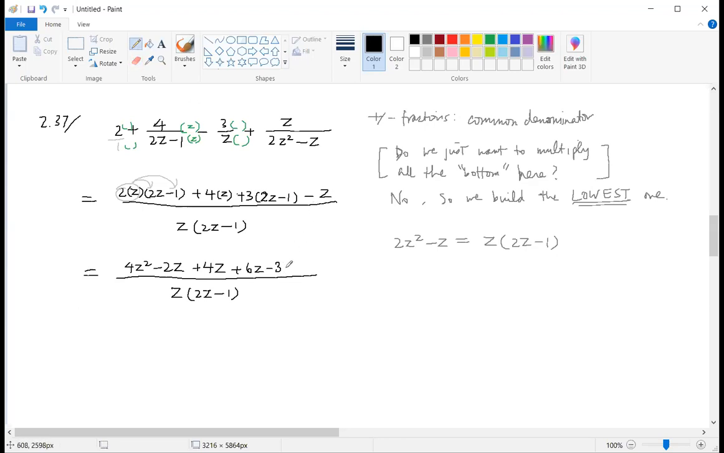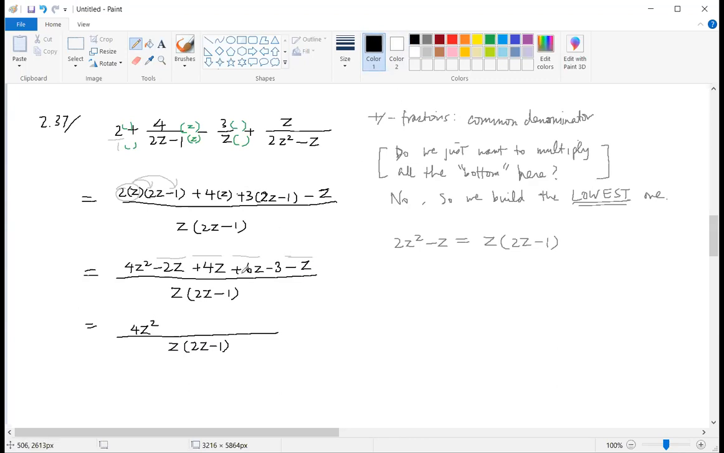And then minus this was a z. Careful, not a 2. Okay, so now we collect like terms. Bottom is nicely factored. Don't touch just in case I have something to cancel. 4z squared is only by itself. Collect the z, I have minus 2z plus 4z plus 6z minus 1z.